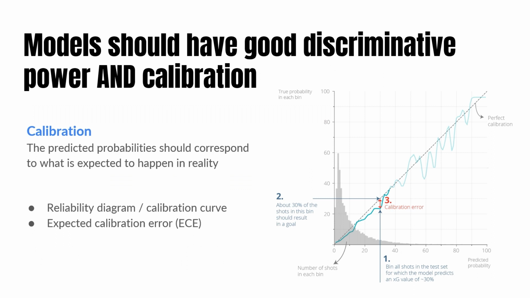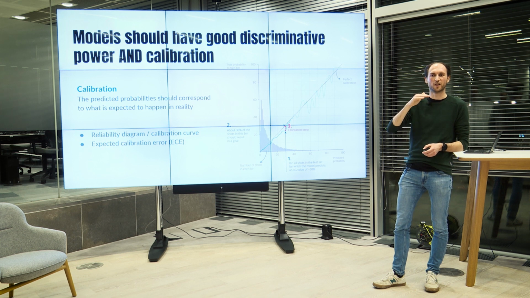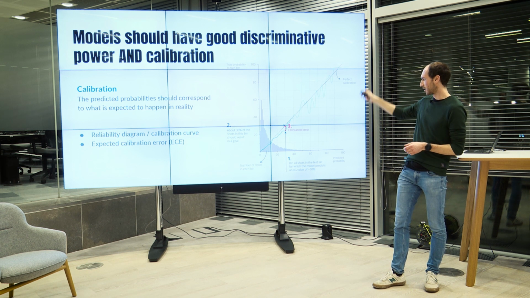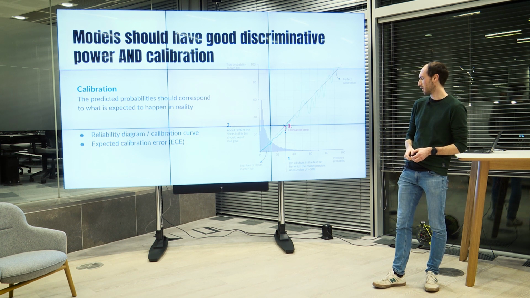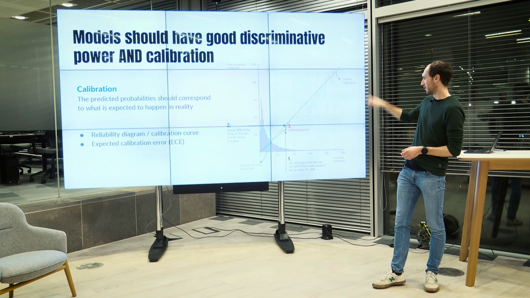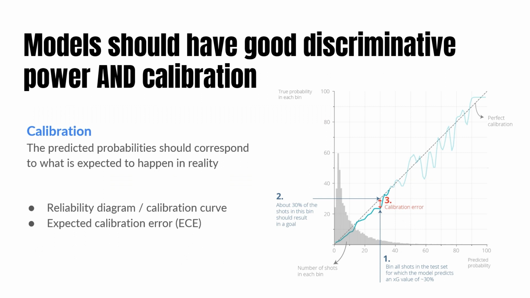So the way that people usually evaluate it is by binning all the shots with a probability of about 10% into a bin, and then checking whether more or less 10% of the shots in that bin also resulted in a goal. If you plot it, you get these kind of calibration curves where you want the calibration line to be as close to the diagonal as possible, and deviation from that line is your calibration error.